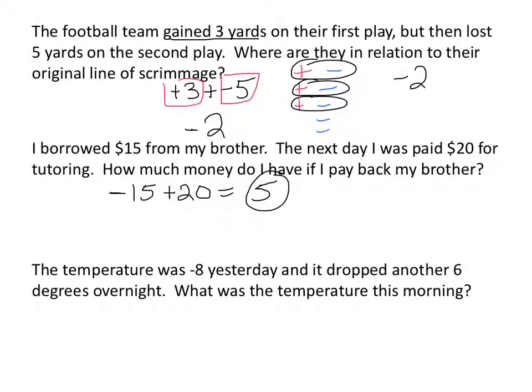Last problem, the temperature was -8 degrees yesterday, and it dropped another 6 degrees overnight, so plus another -6. What was the temperature this morning? Once again, if we look at this, they have the same sign, so we're just going to go ahead and add them. 8 plus 6 is 14. They're both negative, so it'll be -14 degrees this morning.